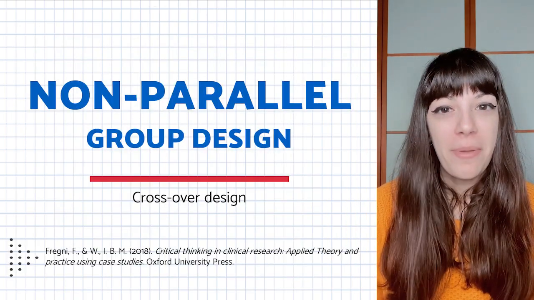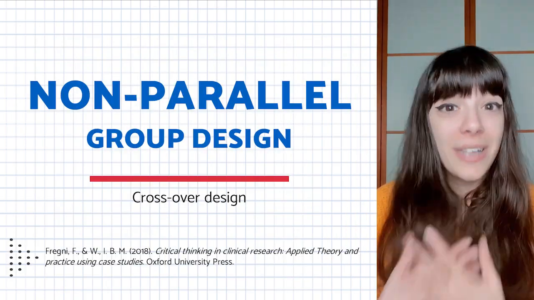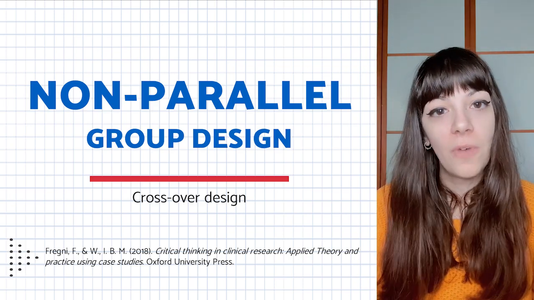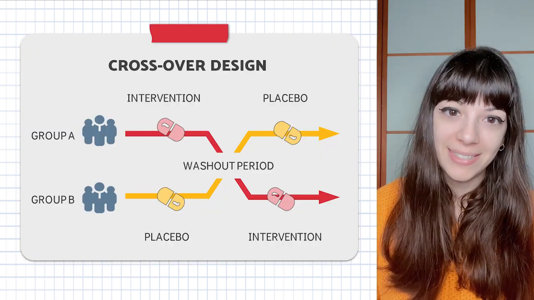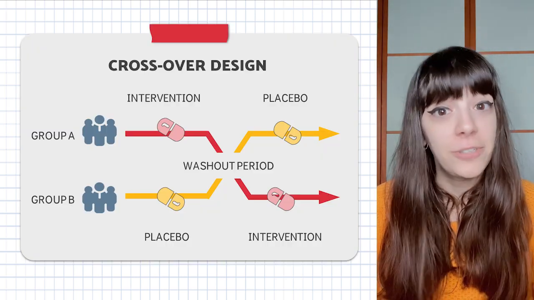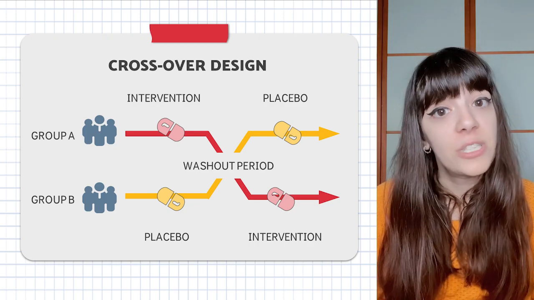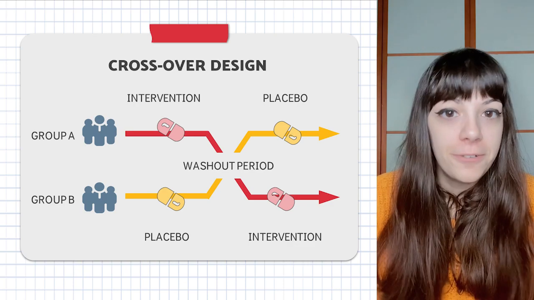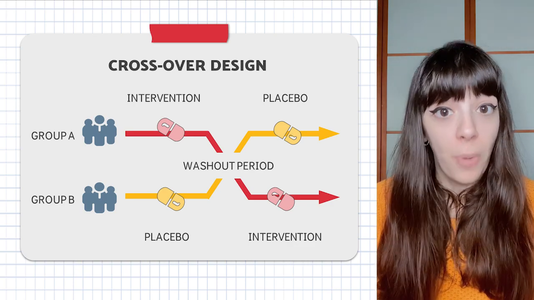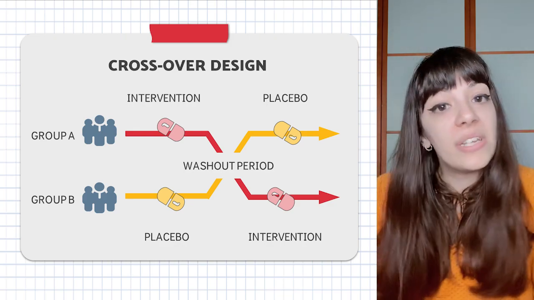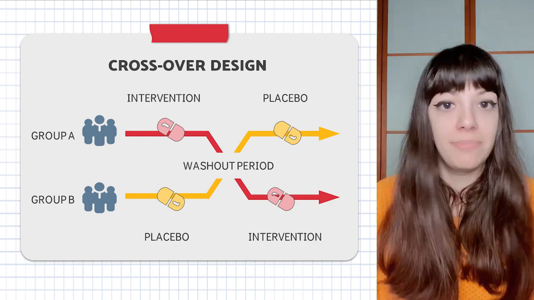The last experimental randomized design that I would like to discuss with you is the crossover design, which is part of the non-parallel group designs. The name says it. In the crossover designs, in fact, we have two groups, one receiving the experimental intervention and the other one receiving the placebo. The difference here is that at a certain point, patients switch from one group to the other, so from one intervention to the other. Let's better look at it.